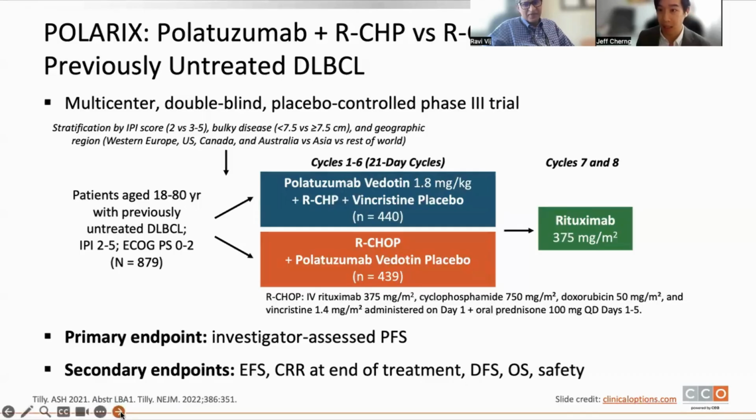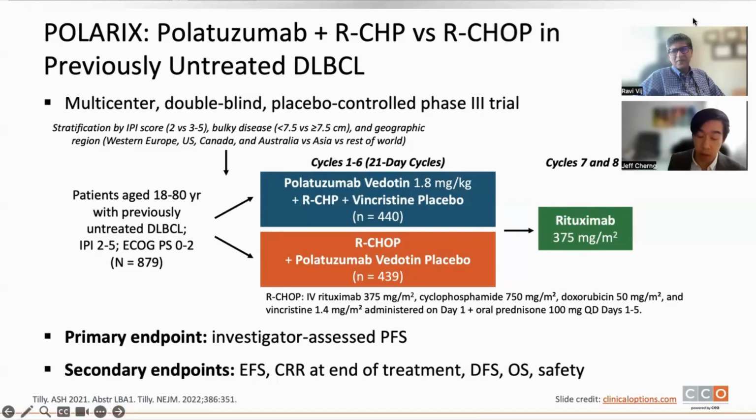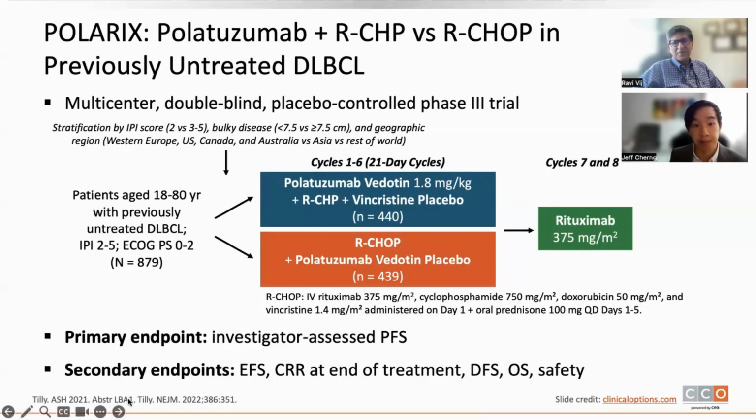payload attached, which we think has a similar sort of toxicity profile as well as mechanism of action as vincristine. So that was why it was sort of replaced in the experimental arm. And the primary endpoint here, which is sort of important for a trial in DLBCL, was progression-free survival.